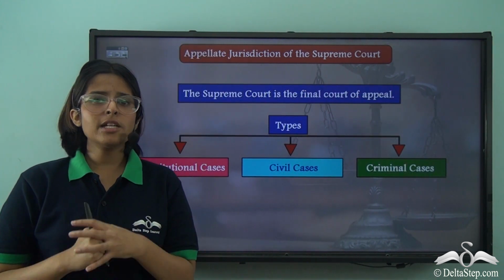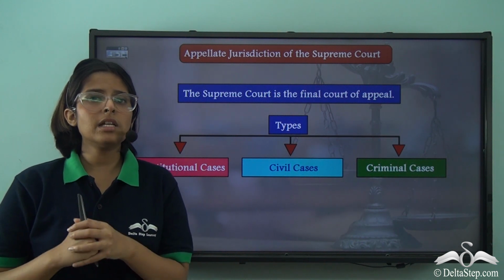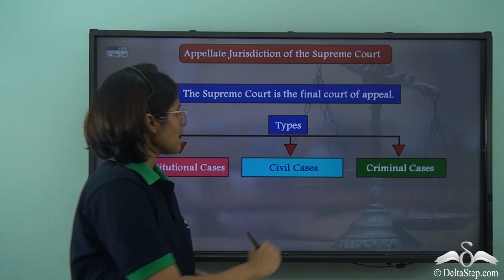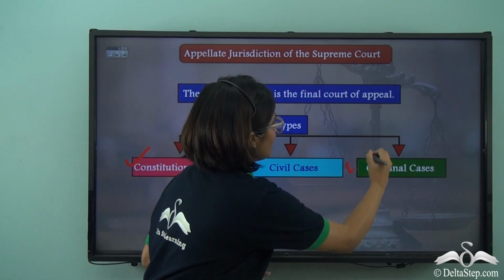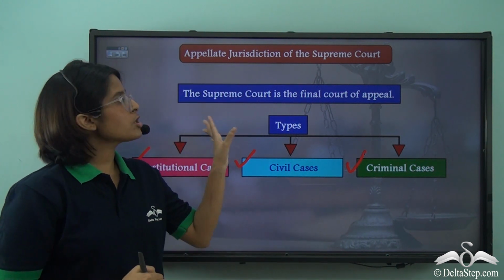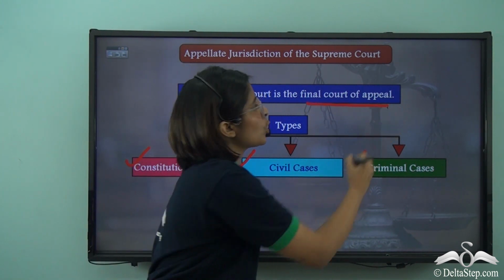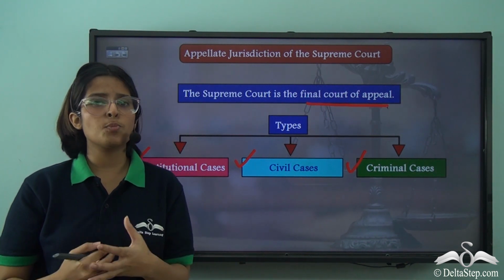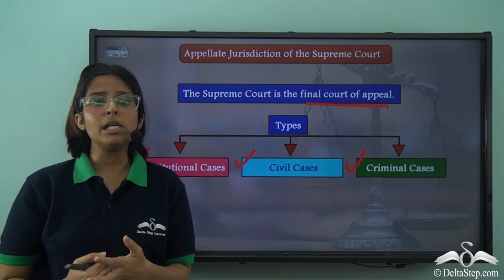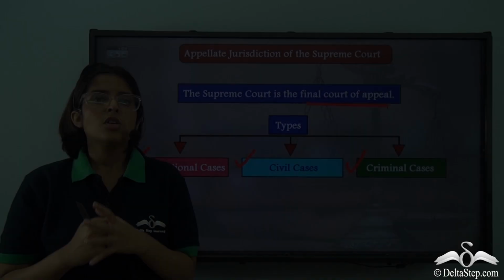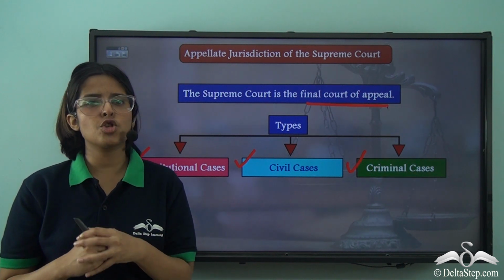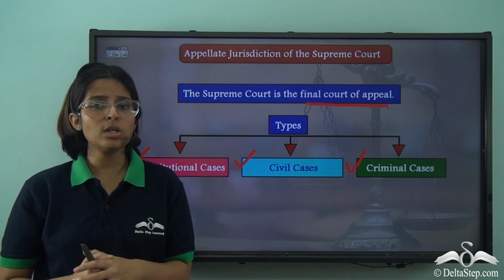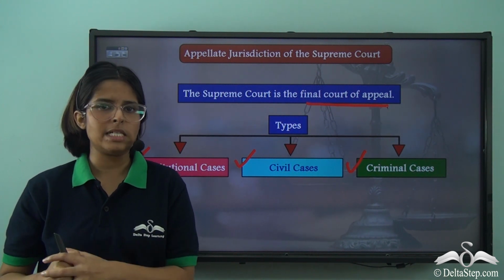Now, the appellate jurisdiction of the Supreme Court can be divided into three types: appellate jurisdiction in constitutional cases, in civil cases, and in criminal cases. The Supreme Court is the final court of appeal, which means that any judgment that has been passed by the Supreme Court will not lie as appeal to any other court in the country. So, because the Supreme Court is the highest judicial authority in the country, the decisions or the judgments that are passed by the Supreme Court are final and binding on the parties.